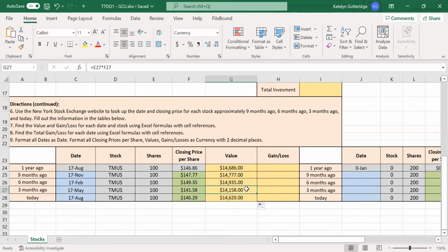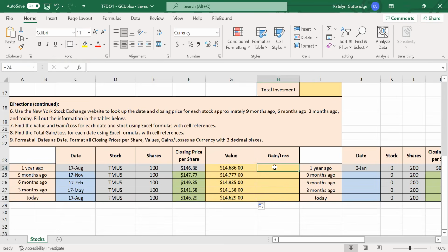You can do a quick double check. If the closing price per share is increasing, your value should also be increasing. The closing price per share decreased, your value decreased. So right here, my closing price per share is decreasing. You can see my value decreasing.